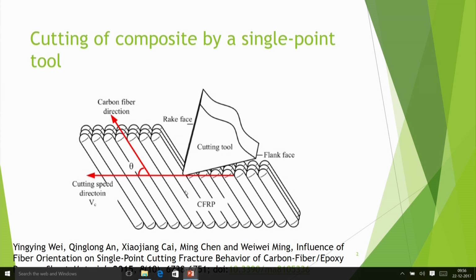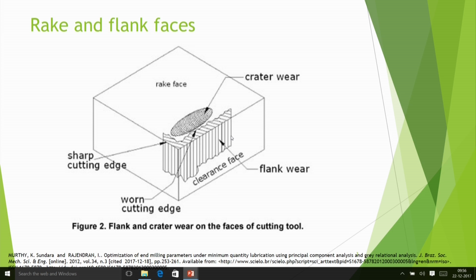Now here, this is the cutting speed direction. Cutting speed direction is this. The machined surface you are making is here. Then I am showing now a 3-dimensional view of the cutting tool.